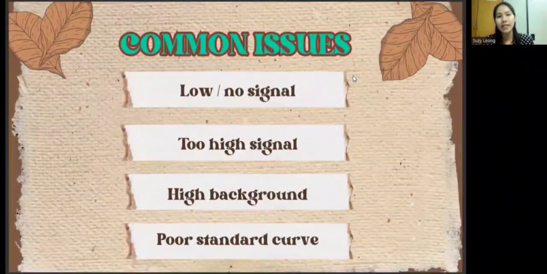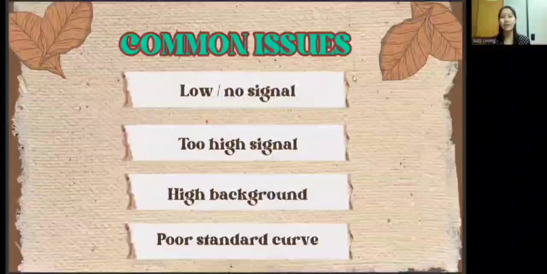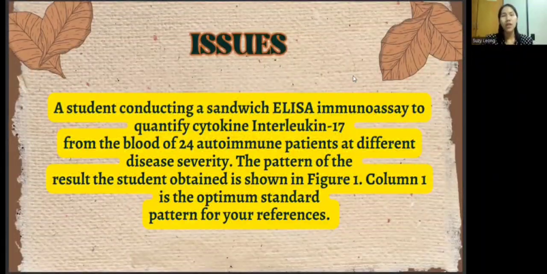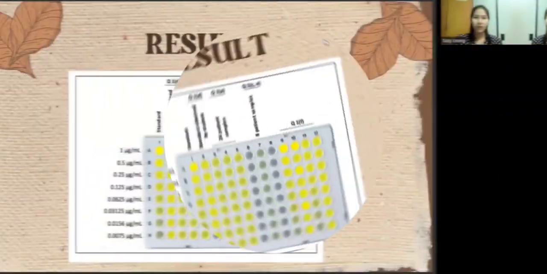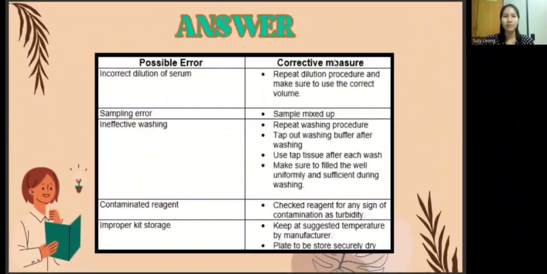When running these tests, there are some common issues that always occur, which are low or no signal, too high signal, high background, or poor standard curve. These are the issues encountered and the problems that we need to solve for this assignment. This is the result, and all the questions will be answered based on this result.